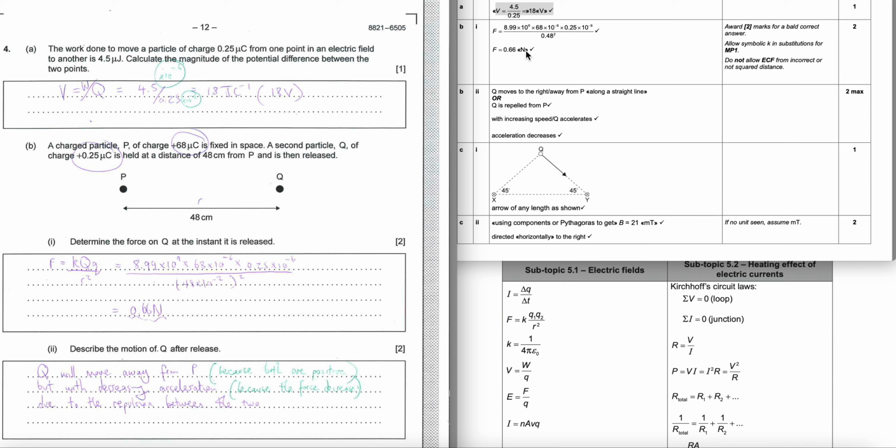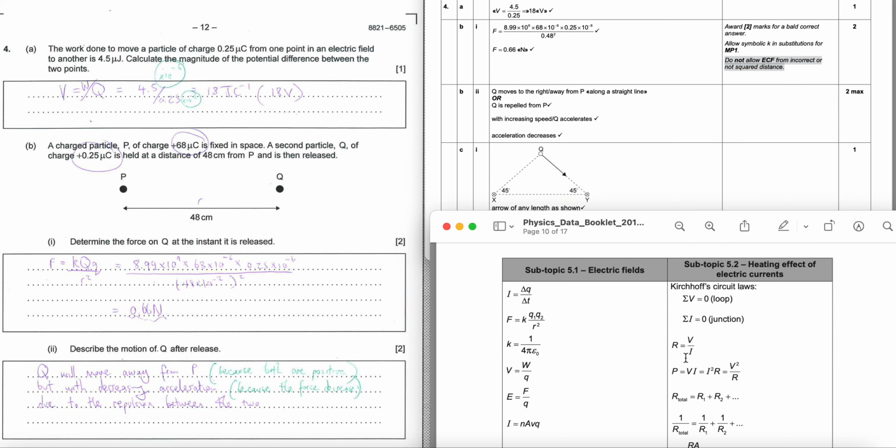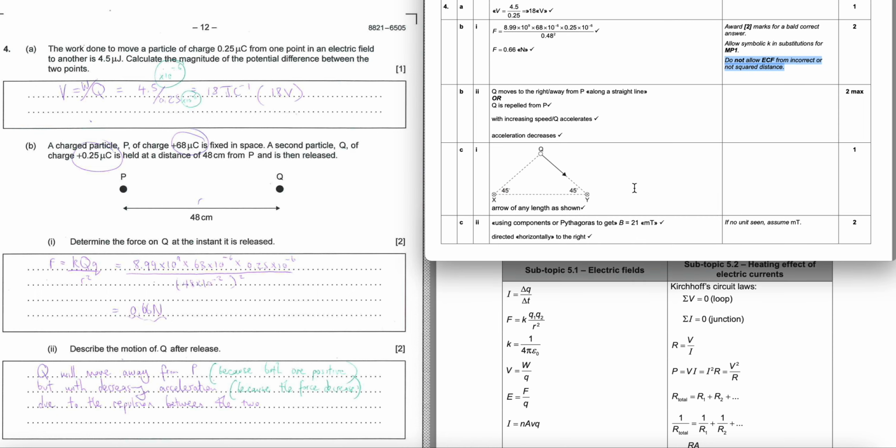Very important, if we look at the mark scheme here, it says we do not allow error carried forward for incorrect or not squared distances. So they're going to be a bit nasty here. It means if you forget to put in the right distance, or you forget to square it, then you may lose 1 or even 2 marks here. So something to pay attention to. Make sure we're squaring when we're using kQQ over r squared. We're going to make sure that we do all the operations, even though there's a lot going on here.